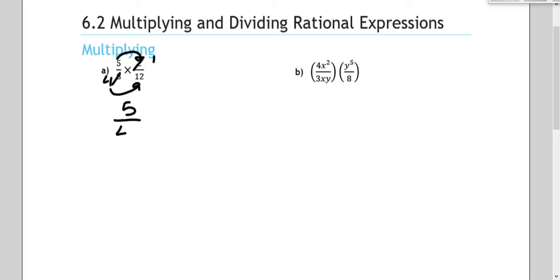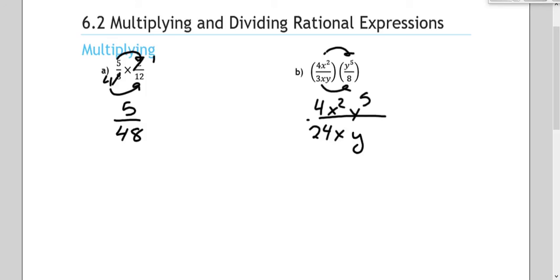So 5 over 48. Now, the first thing that I would suggest doing is just do the multiplying if you can't see a quick cross out. So that leaves you with 4x squared y to the 5 over 24xy. So now we can start crossing out. So I can cross this out, and that leaves me with 6. So 1/6. Cross out this guy. Cross out this guy. That changes this to a 4, and that changes this to a 1. So that leaves me with x, y, 4 over 6.